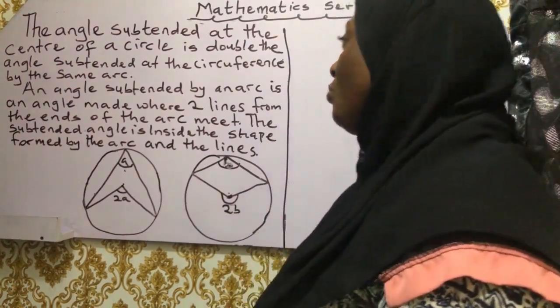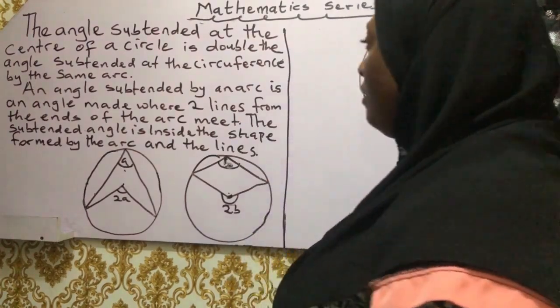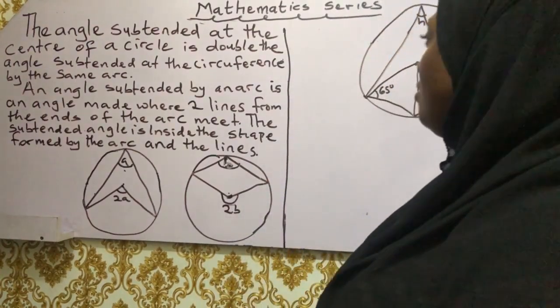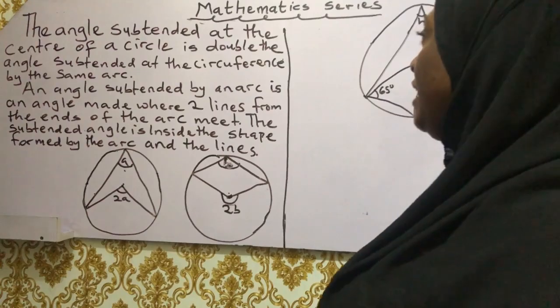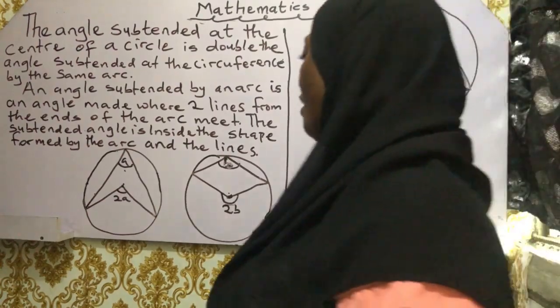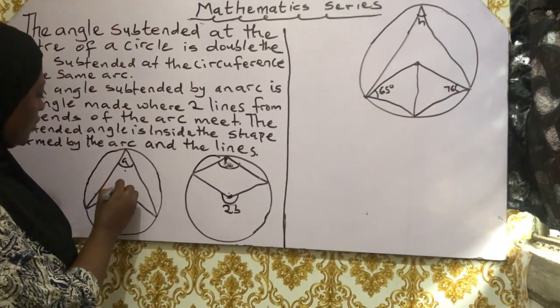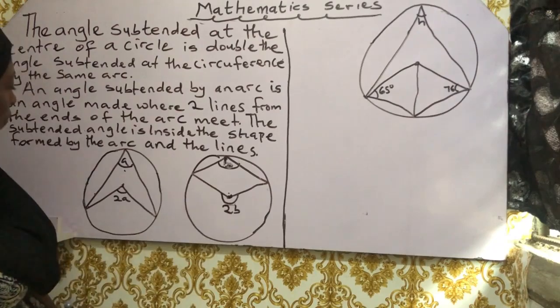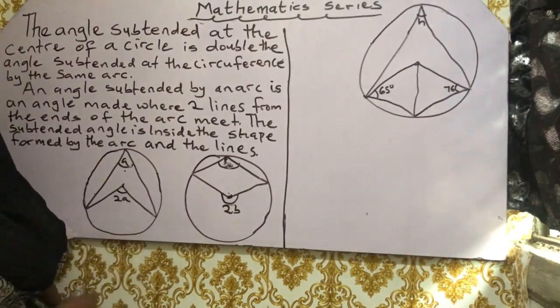In today's class, we are going to be considering another rule of circle geometry, and we have the rule on the board. The angle subtended at the center of a circle is double the angle subtended at the circumference by the same arc. Now, looking at these two circles, this is the center of the circle, and this is the center of the circle. And this is the angle subtended at the circumference by the same arc.